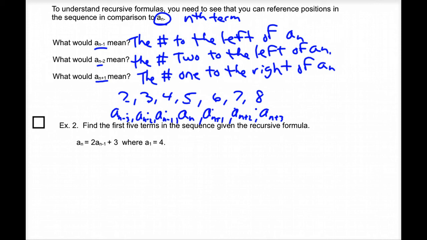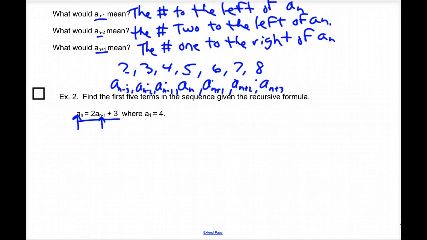So here's a recursive example, example 2. Basically this is saying to get some number, to get some a sub n, I simply need to take 2 and multiply it by the one to the left. And then I add 3. Well, if I'm going to come up with a number, I need to know the one to the left. So the only way to do this is if I start you off with one of the numbers. So I'm going to make a list of 5, and I've already given you 1.